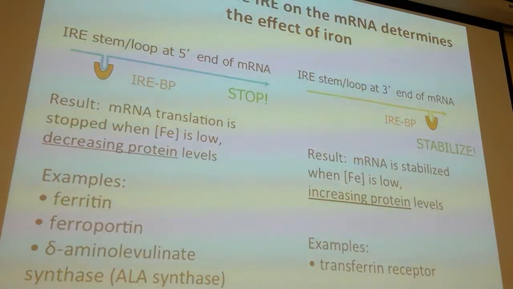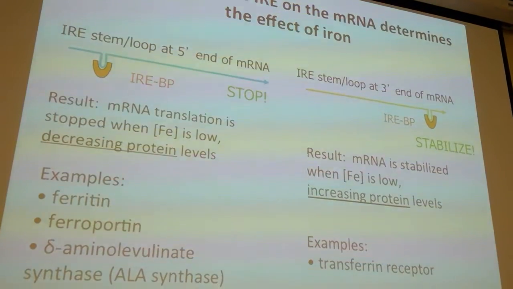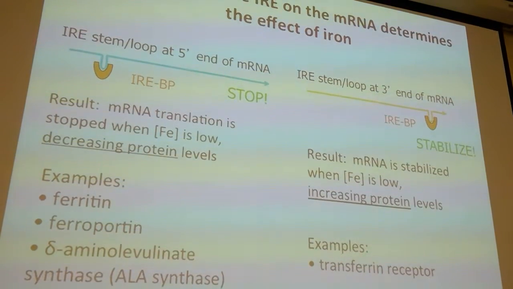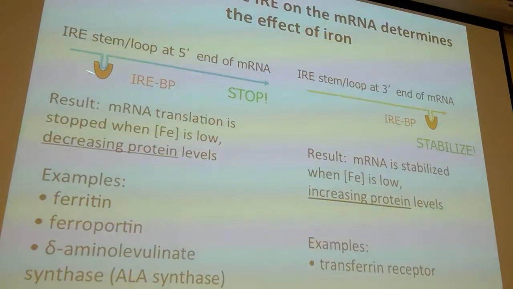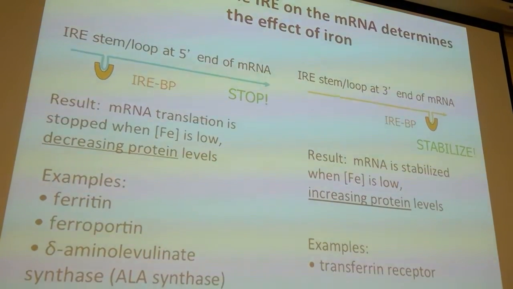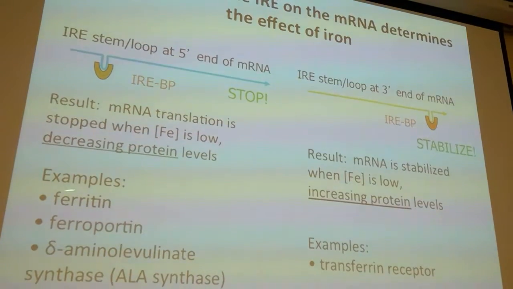A lot of times we talk about gene expression and transcription. This is actually on the mRNA, the transcript. So at the 5' end, this will decrease protein translation. You can think of this as the ribosome binding at the 5' end and tracking along this transcript. We've got this giant stem loop structure with a protein bound to it. It'll probably disrupt ribosome tracking along this and decrease translation. And this is going to be important for things like ferritin, ferroportin, and aminolevulinic synthase, ALA synthase, which we'll talk about today, and heme synthesis.